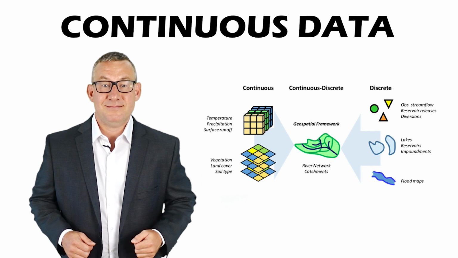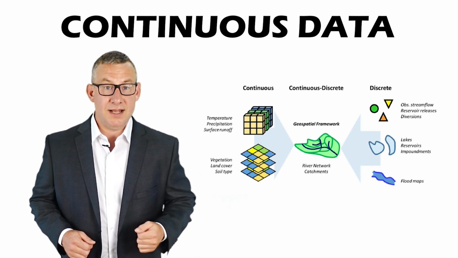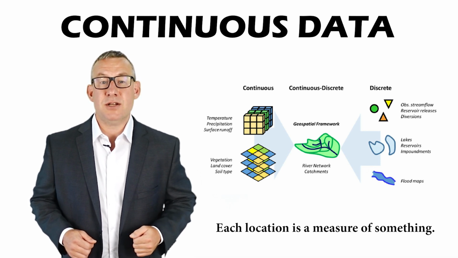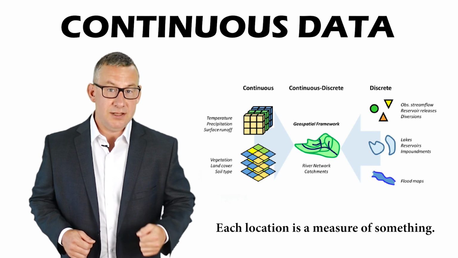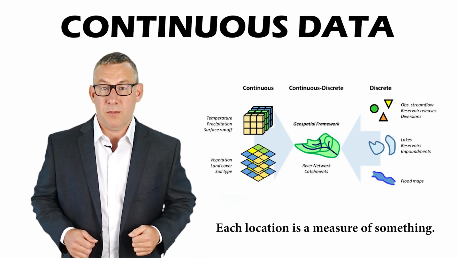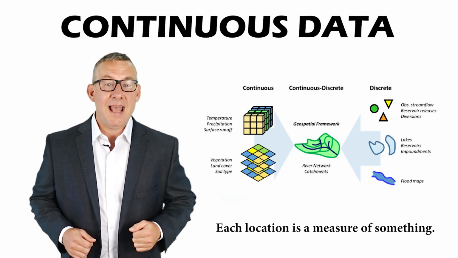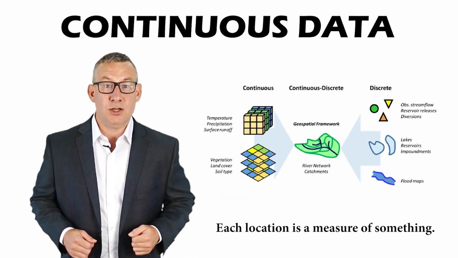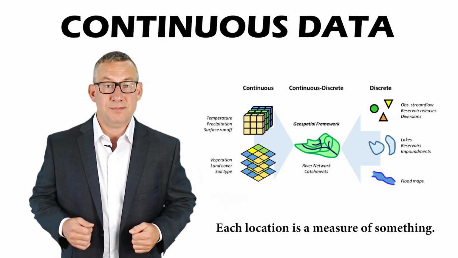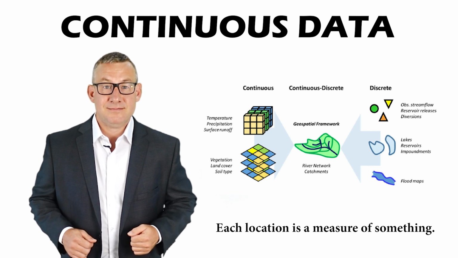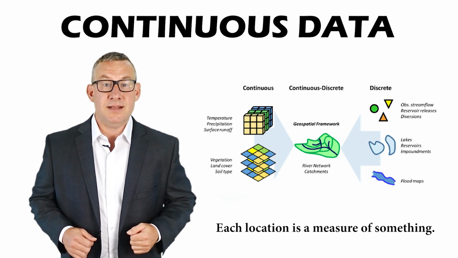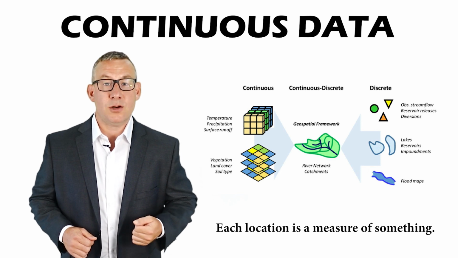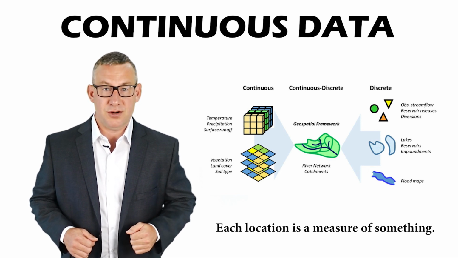Continuous data. In a continuous dataset, each location is a measure of something. Continuous datasets are often in raster format. Examples of continuous datasets include elevation and temperature. Continuous datasets can contain fuzzy data, where the categorical membership of areas is not certain.